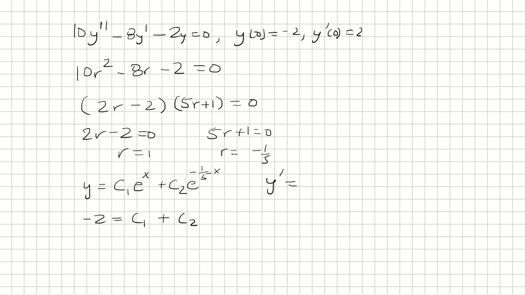So y prime of 0 is c1 e to the x minus 1/5 c2 e to negative 1/5 x. Now we plug in 0 to get 2. So we have c1 minus 1/5 c2. So I'm just going to write it underneath like this.